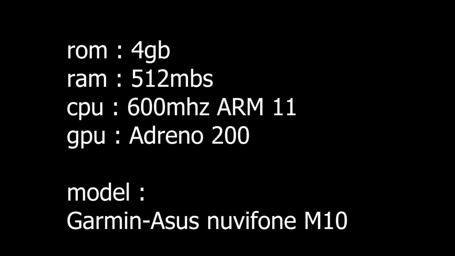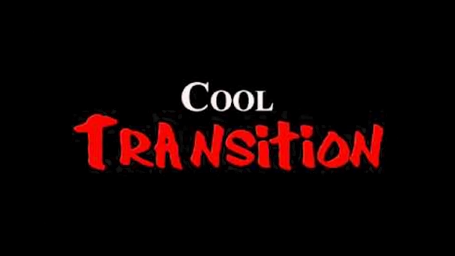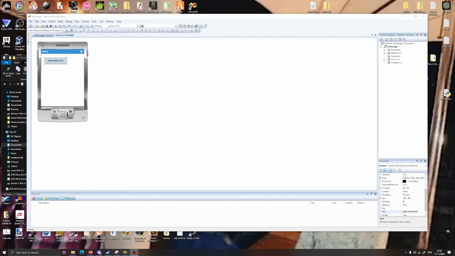I'm going to be programming the Garmin Asus. It has Windows 6.5 on it. The specs of the phone should be on screen, and yeah, that's about it. Okay, so I have got Visual Studio set up and I am working on the app now.